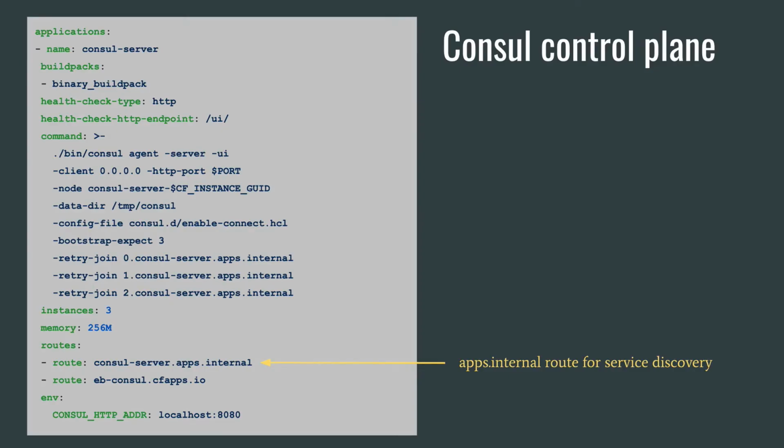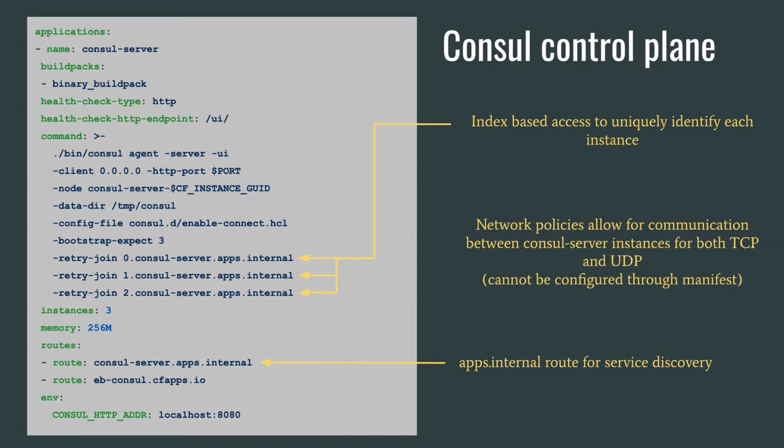As you can see, we add another route, which is on the apps.internal domain here, and then we use index-based access to uniquely identify each of them when we tell the agent which other servers to join. What we can't see here is that we also had to create some network policies that allow communication between the Consul server instances on both TCP and UDP. Unfortunately, we can't do this through the manifest at the moment. There's no declarative way to achieve this. So just trust me that I did that.